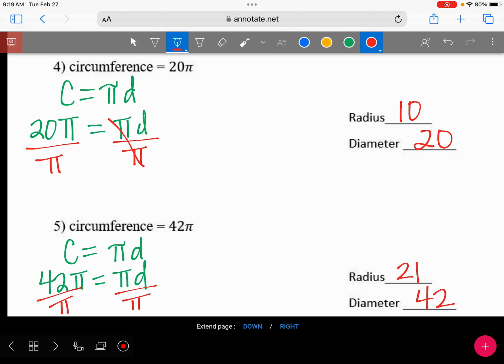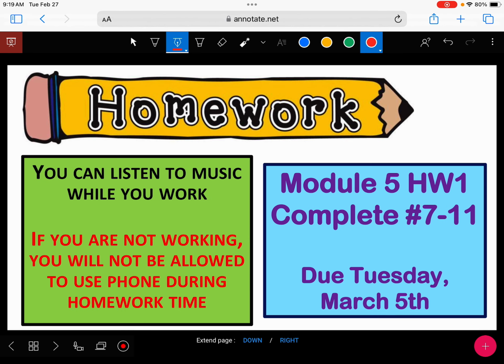All right, for the rest of the class period, I want you to work on your homework. You should be able to finish up through number 11 at this point. So if you work on it a little bit every day, then when it's due, it's already done. So work through numbers 1 through 11 for the rest.